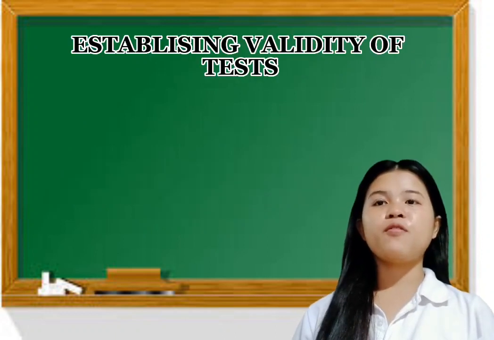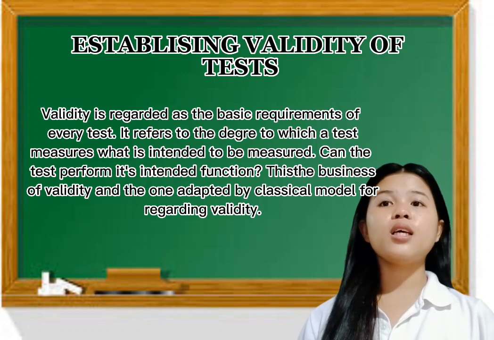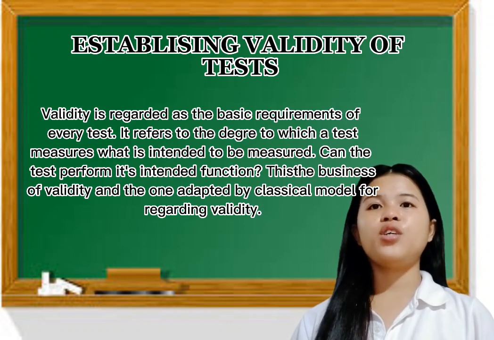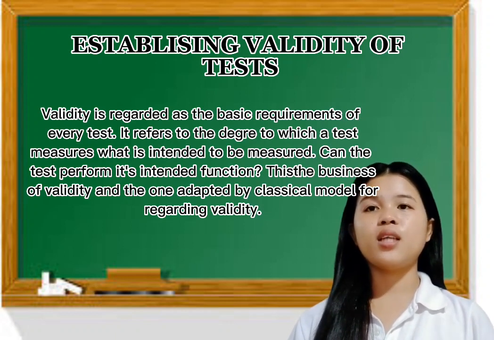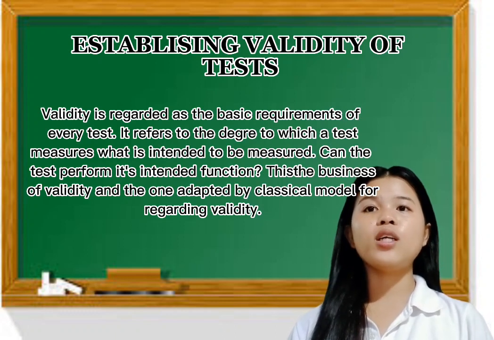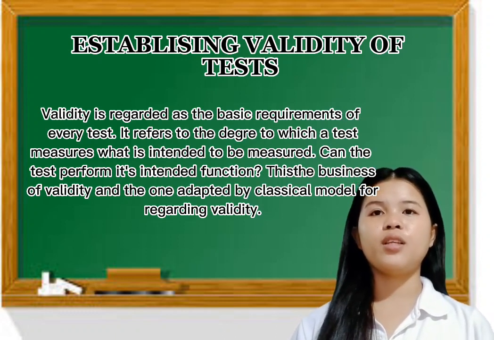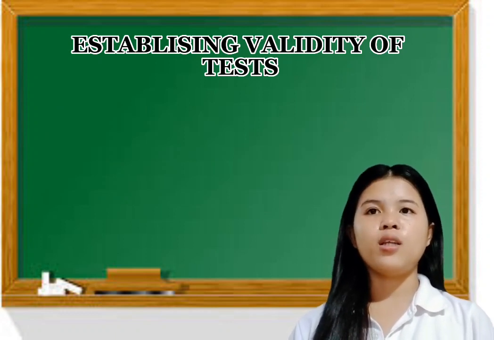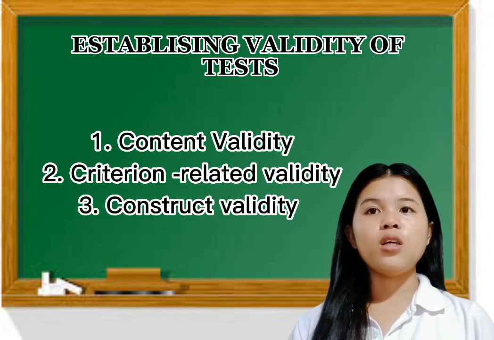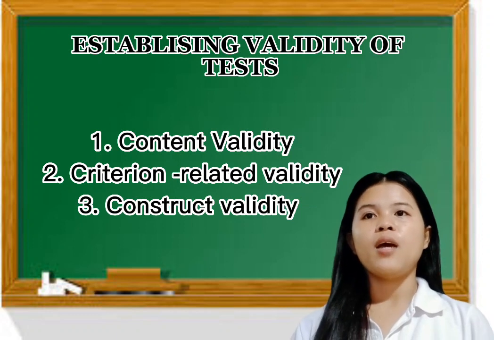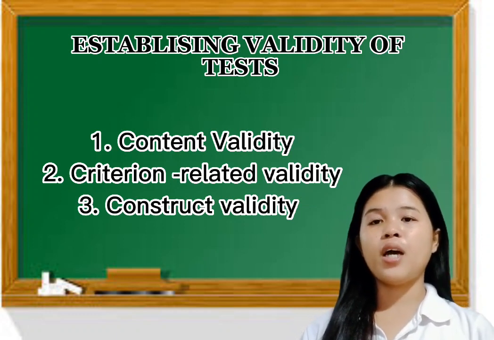So, establishing validity of tests. Validity is regarded as the basic requirement of every test. It refers to the degree to which a test measures what is intended to be measured. Can the test perform its intended function? This is the business of validity and the view adopted by the classical model. There are three conventional types of validity according to this model. First is content validity, second, criterion-related validity, and lastly, construct validity, by Anastasi and Urbina, 1997.